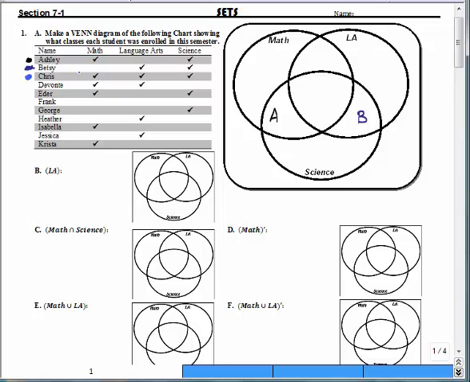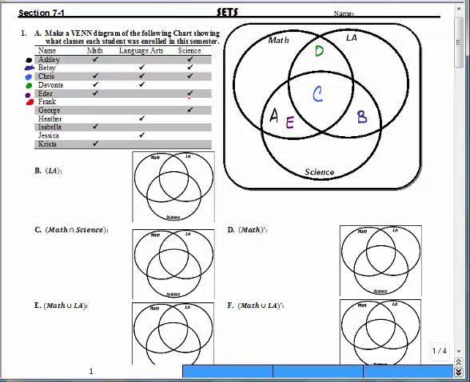Chris, actually I think is in all three, math, language arts, and science. He's in all three, so the only place that represents all three would be right in the center. Devonte has math and language arts, but not science. So that would place Devonte right up here at the top. Eder is in math and science, but not language arts. That would put it in the same little region that we've already used once.